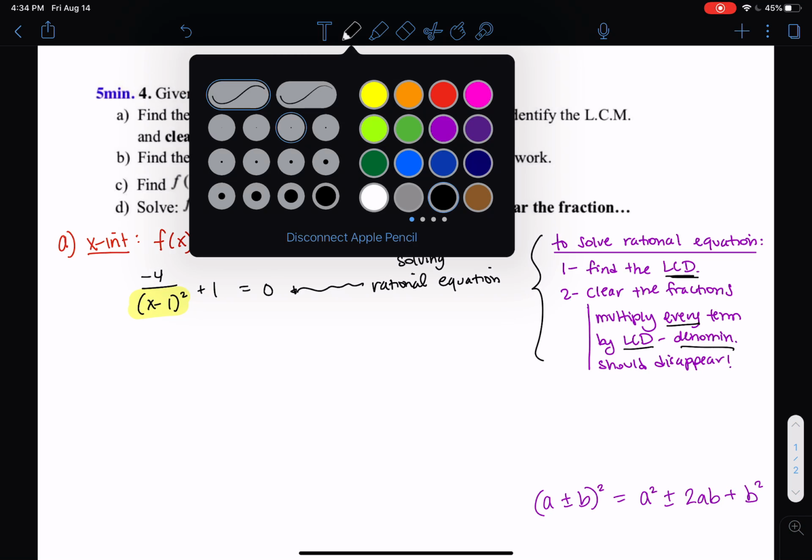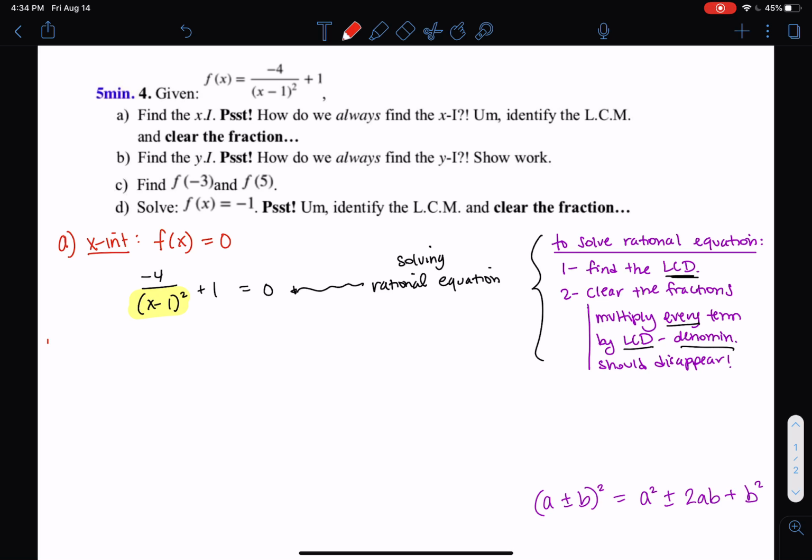So let's try it. I'm going to multiply every term by my least common denominator, (x minus 1) squared, so 1, 2, 3 times. I have 3 terms. So (x minus 1) squared times the -4, (x minus 1) squared multiplied with the 1, and (x minus 1) squared multiplied with the 0. In our next step, we clear the fractions, so this denominator disappears, leaving me with -4 plus 1 times (x minus 1) squared equals 0, since 0 times anything is just 0.